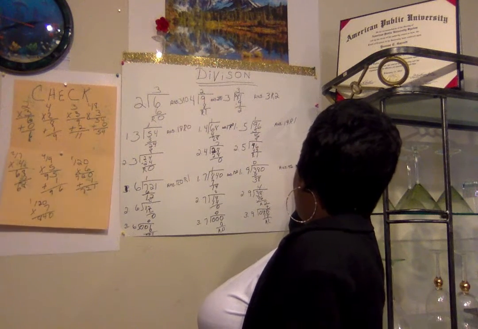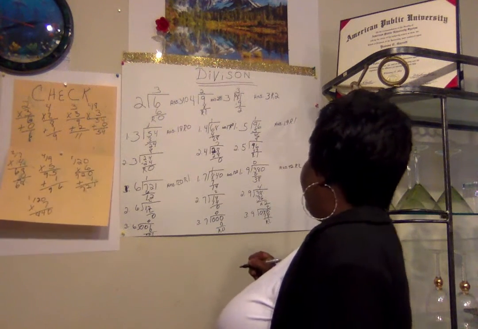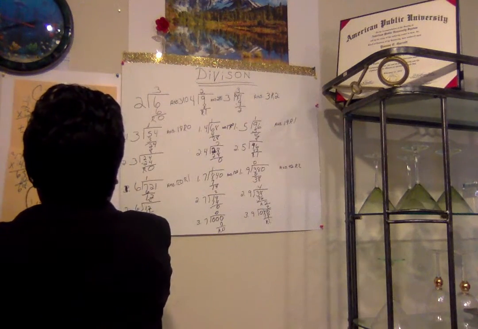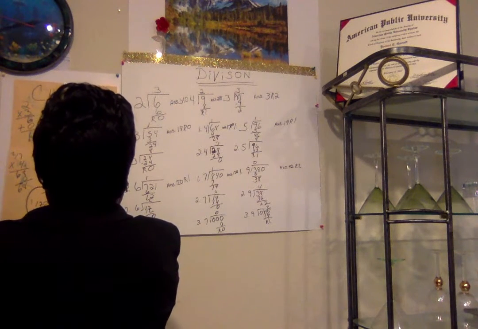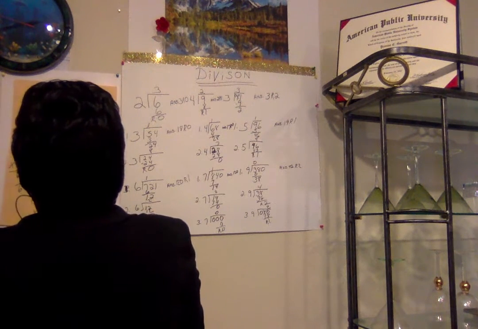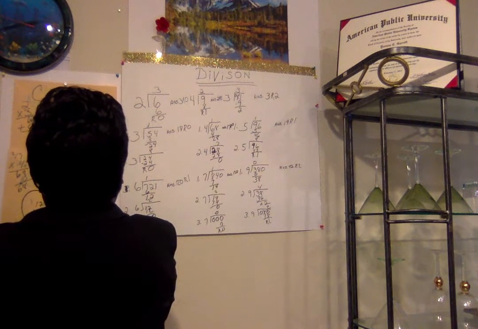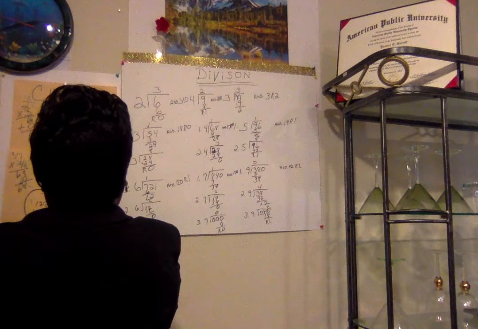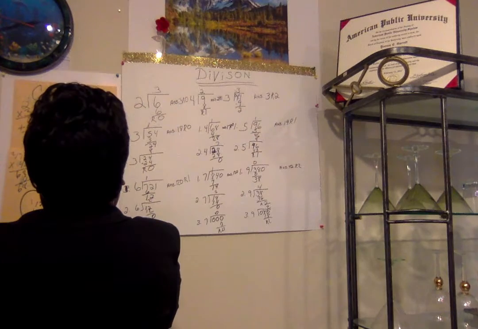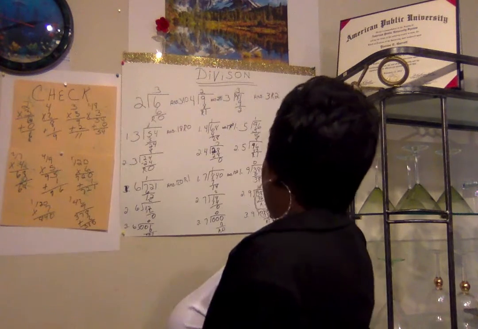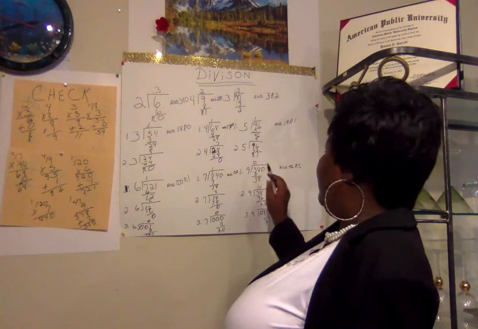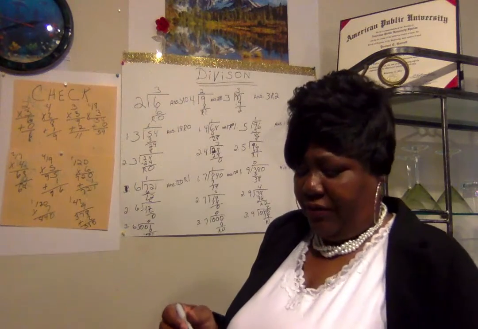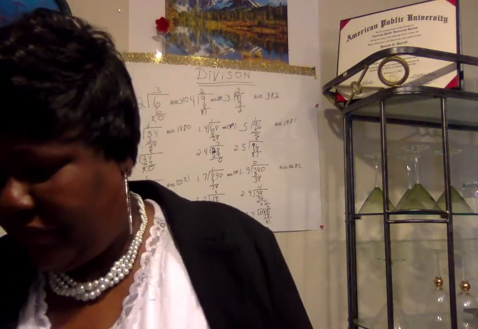42. Remainder 2. Let's go check. 9 times 42, remainder 2. So you say 42 times 9. 9 times 2 is 18. 9 times 4 is 36 plus 1 is 37, plus 2 is 0, plus 1 is 8, and 380. So you know your answer is correct. That's how you do division.